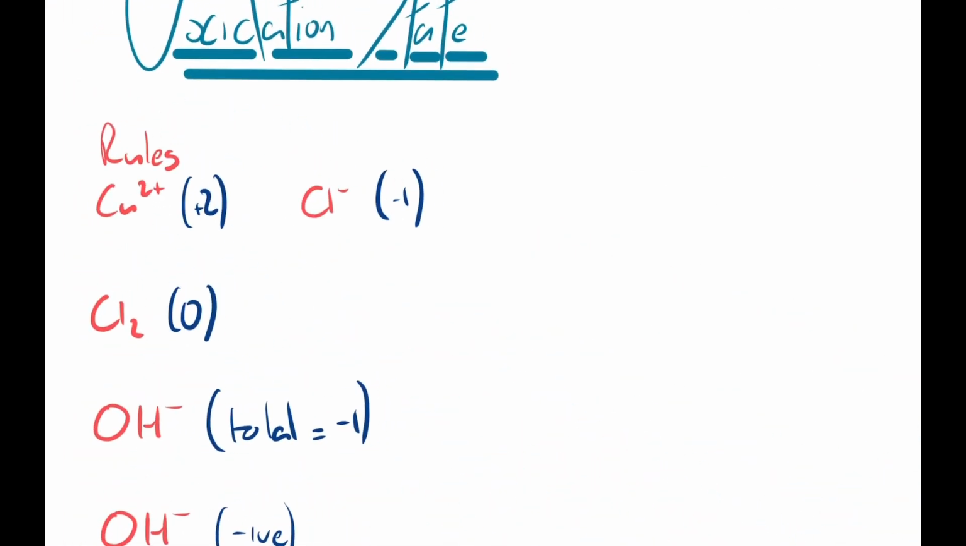So for starters here, Cu2+ we say has an oxidation number of +2. Cl- we say has an oxidation number of -1. So if we've got simple ions, as is the case here, so simple ions means ions just by themselves, our charge is our oxidation number. So simple ions, charge equals oxidation number.